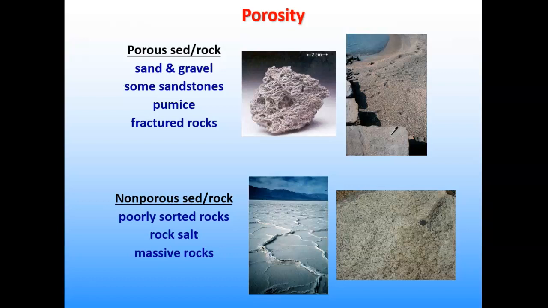Okay, so poorly sorted we talked about. And then salts, right? So in, say, Death Valley, we deposit salts. Those crystals are intergrown. There's no real open space there. Massive rocks, and examples, remember, not fractured. So igneous rocks typically are not good for water storage because, once again, the way they're formed, the crystals intergrow. They lock together. And so, of course, there's no open space there, so we can't store water.